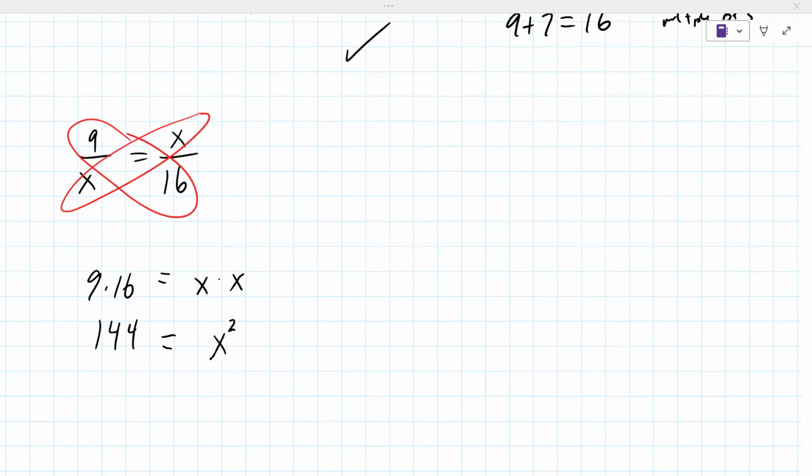I don't fully remember now. So you take a square root of both sides. Okay. The square root of 144 is 12. So would that just be x equals 12? Or negative 12, but usually they want the positive one. So okay.